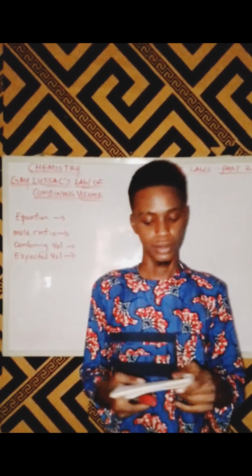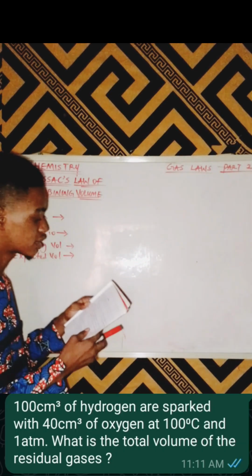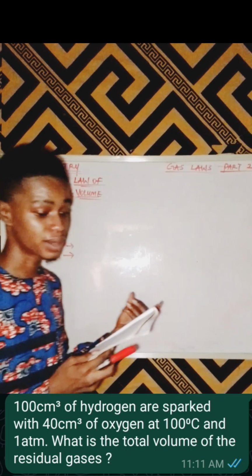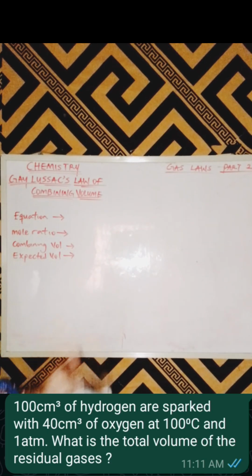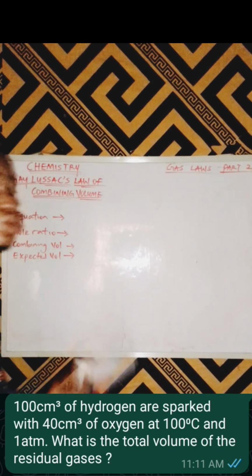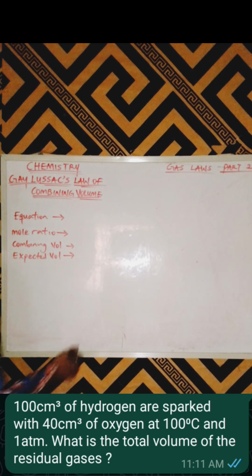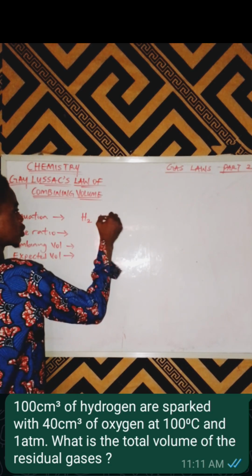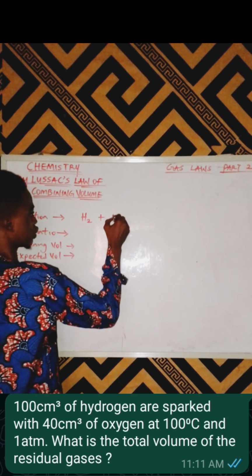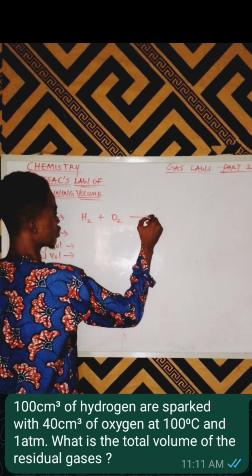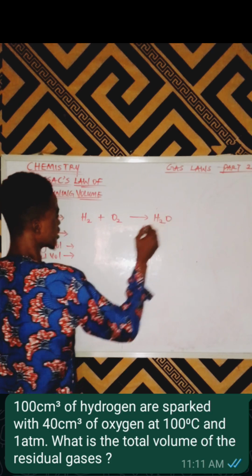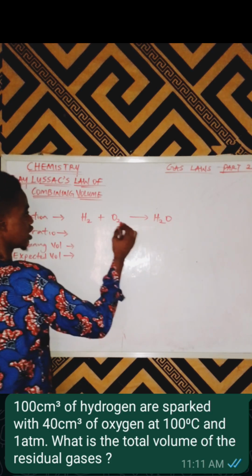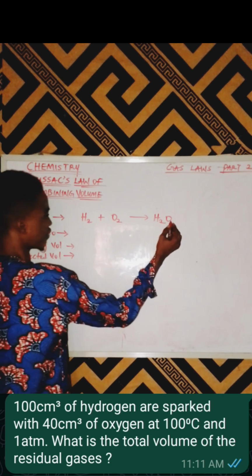Now let's solve questions. Question number one says that 100 centimeter cube of hydrogen is packed with 40 centimeter cube of oxygen. It means that hydrogen reacted with oxygen. So the first thing to do is to write down the equation. If you know that hydrogen is diatomic, it's going to be H2 plus oxygen, which is also diatomic, so O2, to give H2O. Now I have two atoms of hydrogen and two atoms of oxygen, and I need to balance the equation.